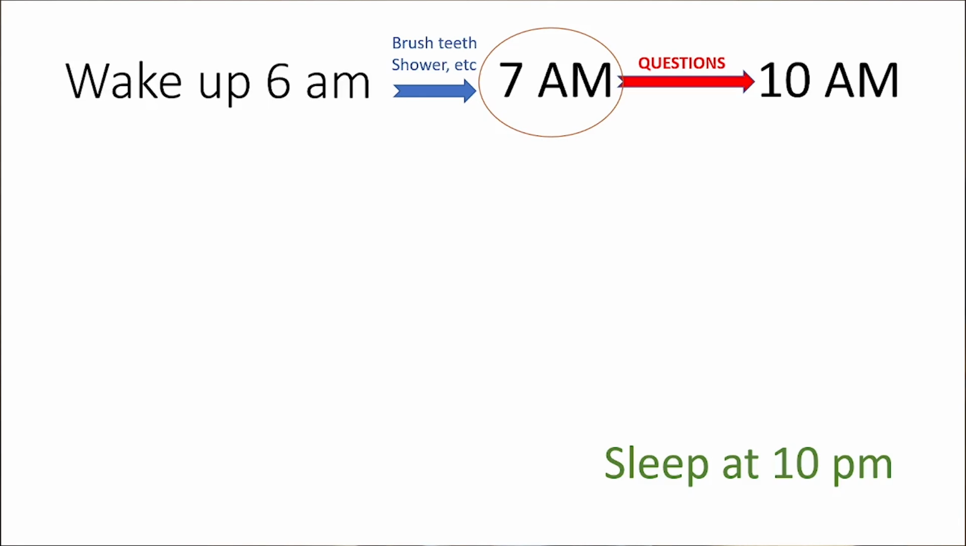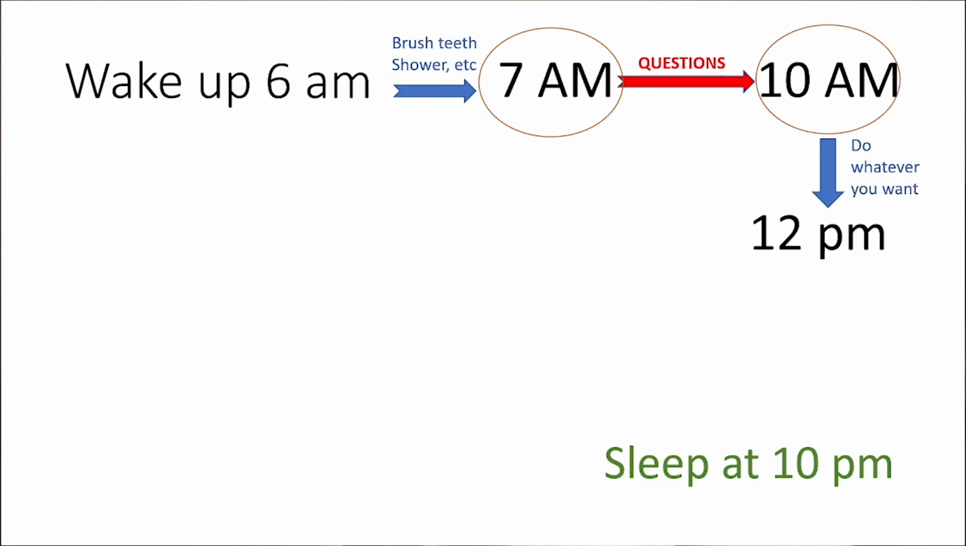This is the first block. The second, then you have from 10 to 12, you can do whatever you want, but of course, do not waste your time on social media. You gotta do some important stuff like buying groceries, or doing whatever is important in your house, washing dishes, whatever is important to you without wasting time.